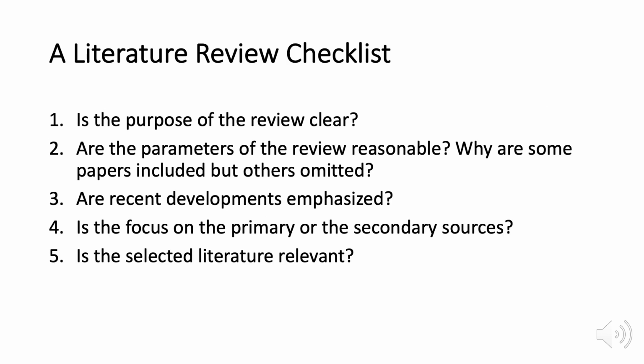Also, you can use a checklist to see if your literature review is up to the mark or it needs improvement. There are 5 key questions. Number 1, is the purpose of the review clear? Number 2, are the parameters of the review reasonable? Why are some papers included but others omitted? Number 3, are recent developments emphasized? Number 4, is the focus on the primary or the secondary sources there? Number 5, is the selected literature relevant or irrelevant?